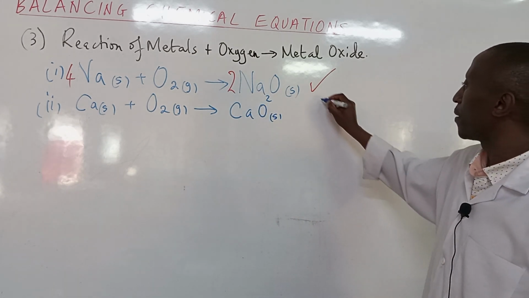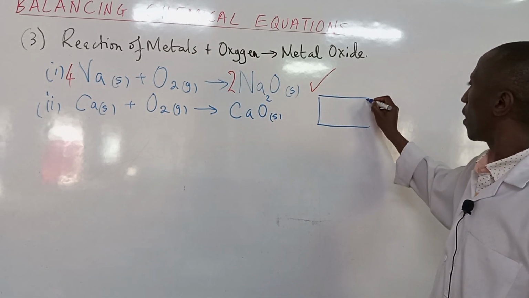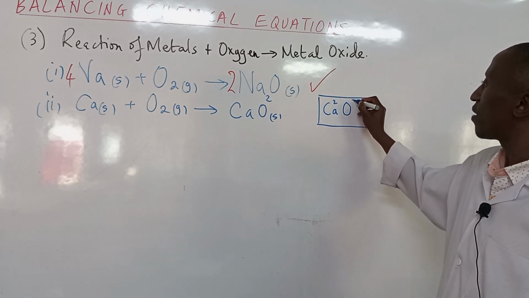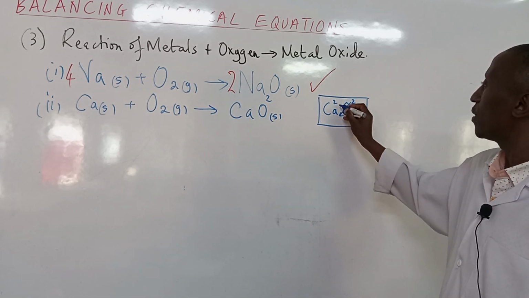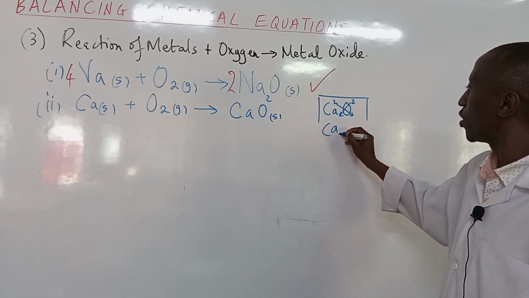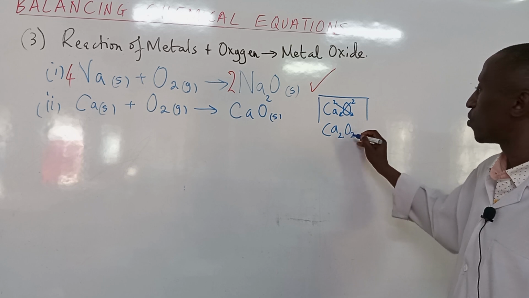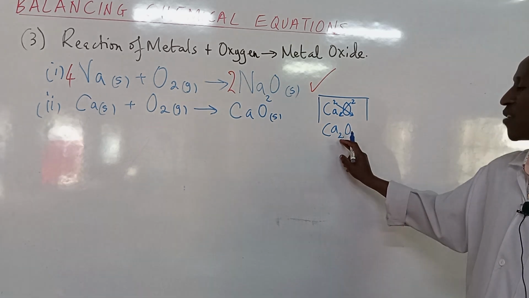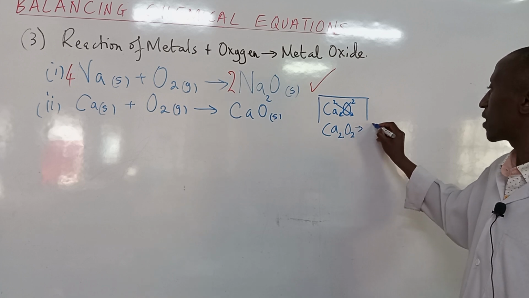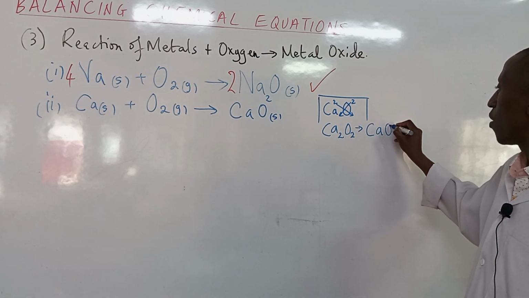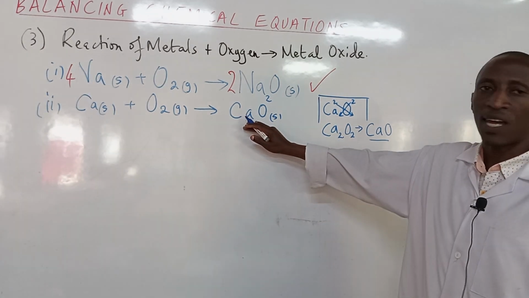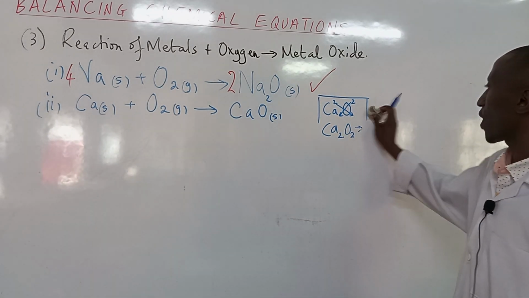Let me put it here. We have calcium valency 2, oxygen valency 2. Upon crossing, we get calcium 2, oxygen 2. We normally say divide by the common denominator here, and that gives us CaO as the correct formula. So when we put it like that, it is quite correct.